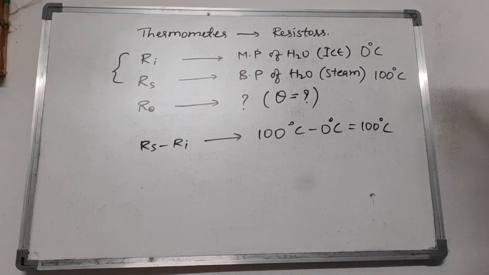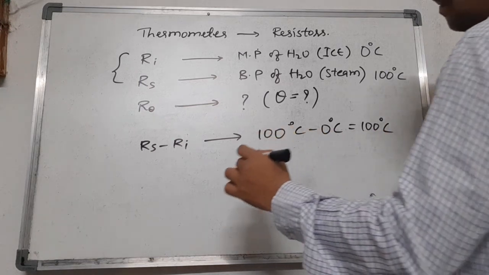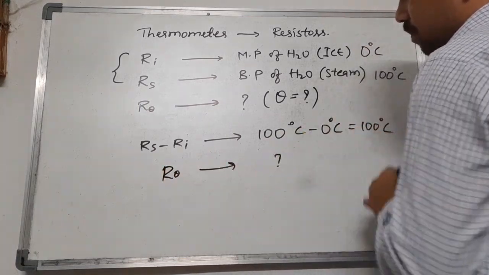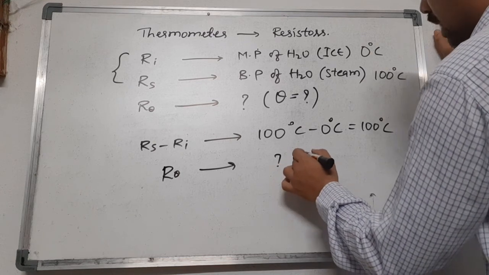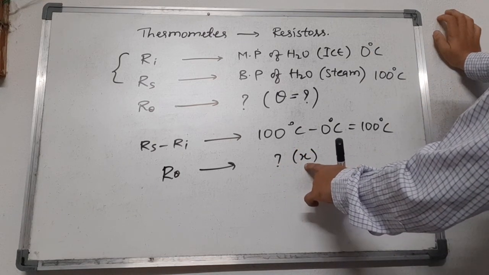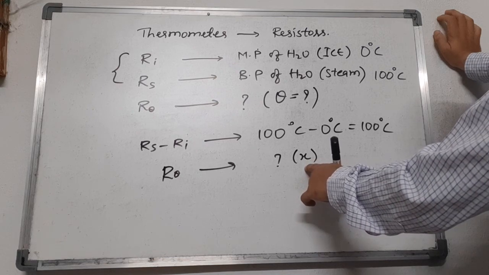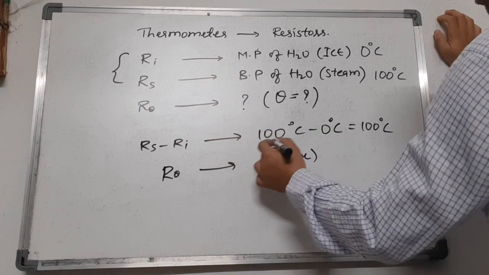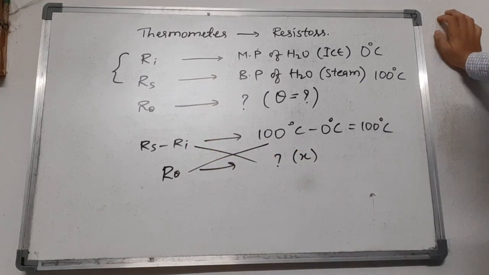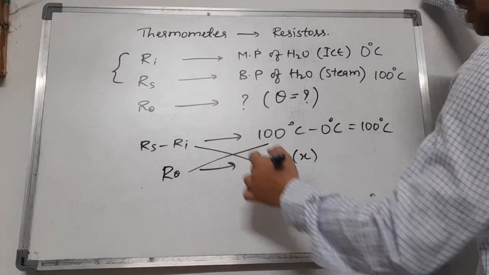Okay, right. Next, R theta corresponds to how much temperature? We don't know. Take it as X, suppose. Let it be X. So what do we get here now? X into, you just do the cross multiplication. So what will you get if you do the cross multiplication?